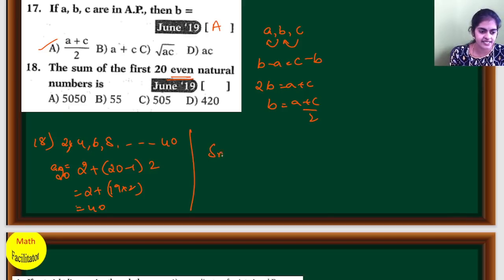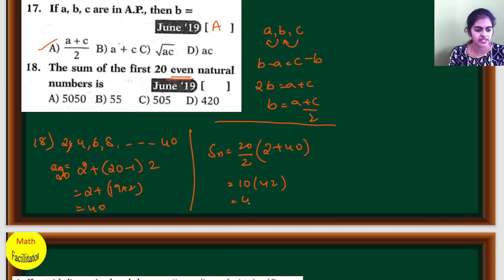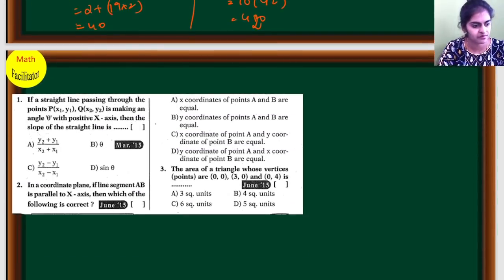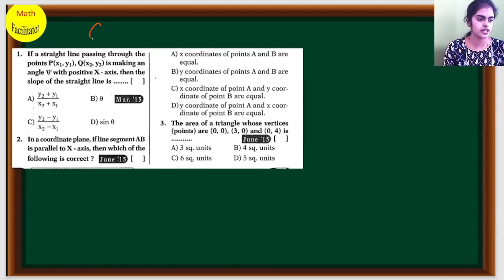If I want to find Sn of this, it is nothing but 20 by 2. How many terms are there? 20. So 20 by 2 into first term plus last term. So it is 10 into 42. So 420 is the answer. Got it? So next let us proceed to coordinate geometry.